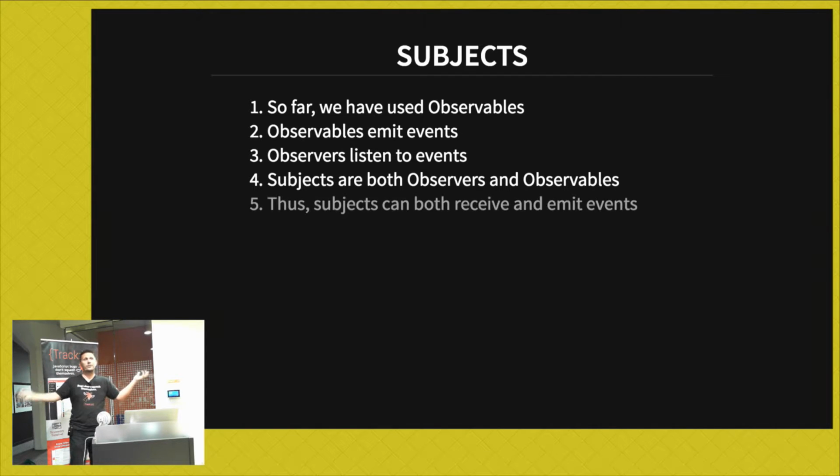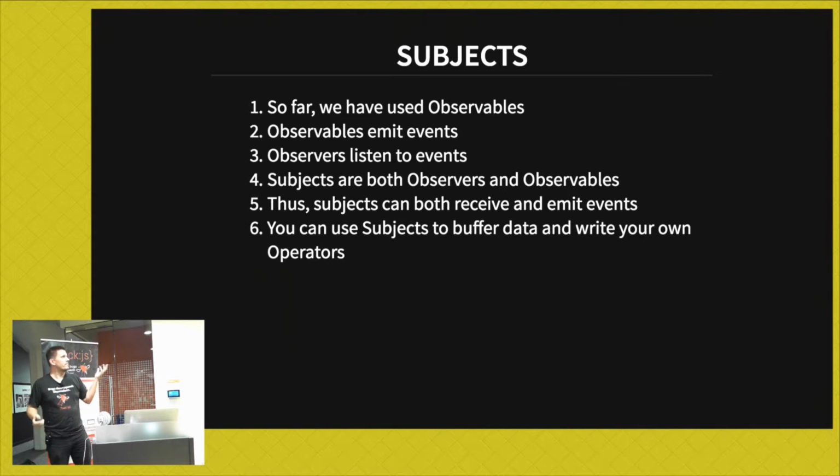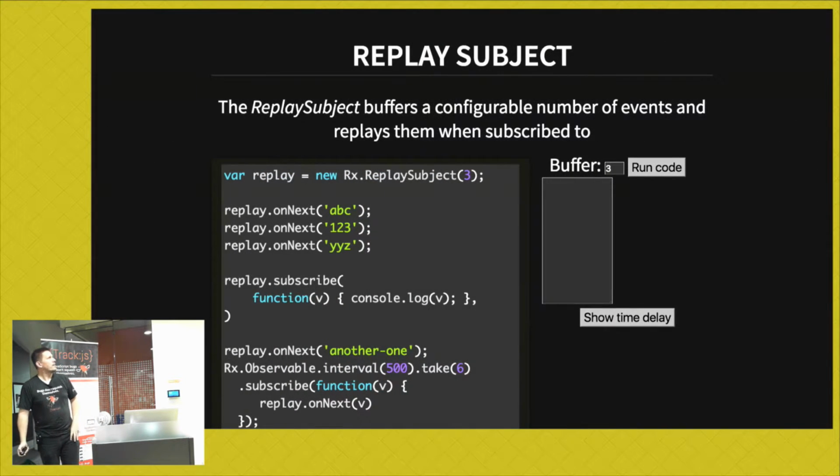That makes them really powerful because you can use them to buffer your events, you can write your own operators with them, you can mess with the timeline, and I'm going to show examples of how to do that. So let's start with one on an example basis. It's called the replay subject. If we're looking at this code over here, this is how you would create it. Over here is a buffer size, and that will become clear in a moment.